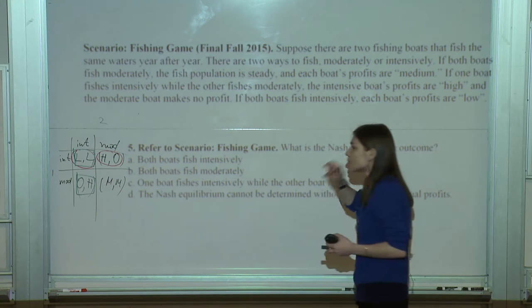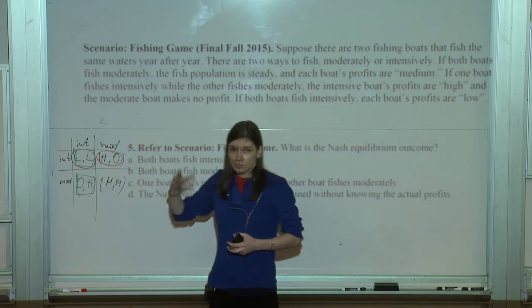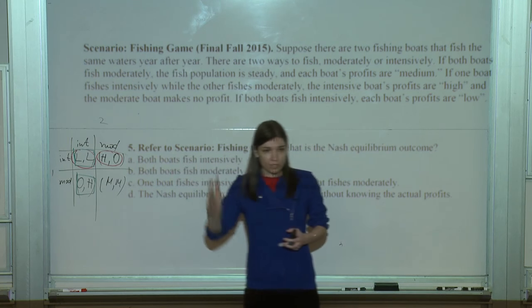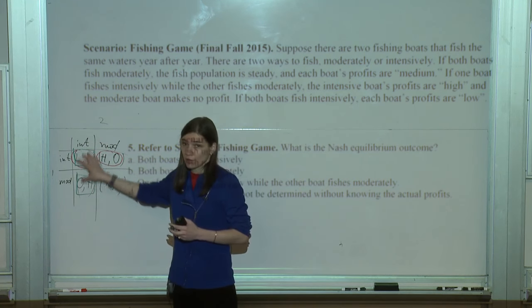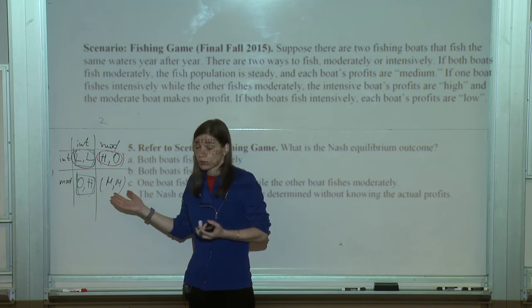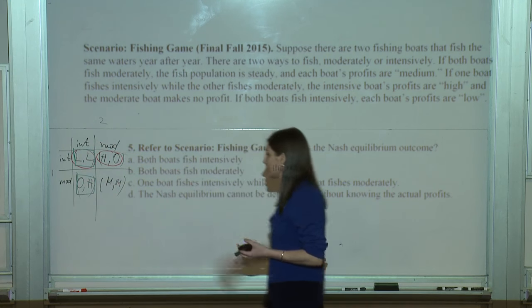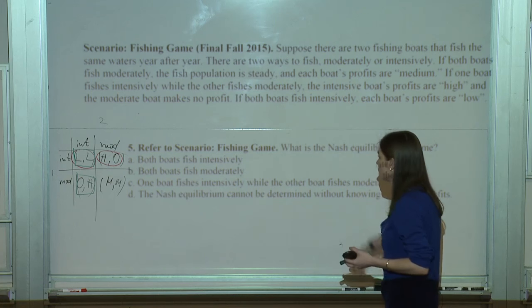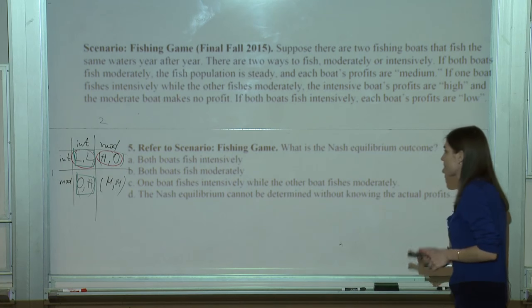Right? You can approach any game theory problem in that way. Analyze the choices of each of the players given the other player's choice. And then if there's an intersection at some of the outcomes, that's the Nash. There could also be no Nash equilibrium. There could be more than one. Right? In this case, there's only one, and that's both of them fish intensively. So that would be A.